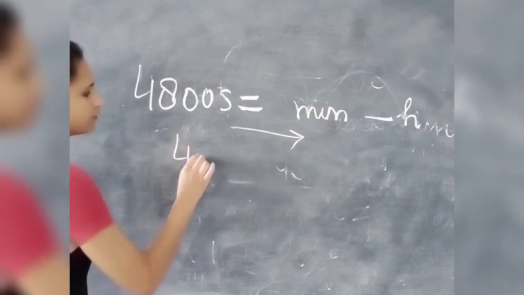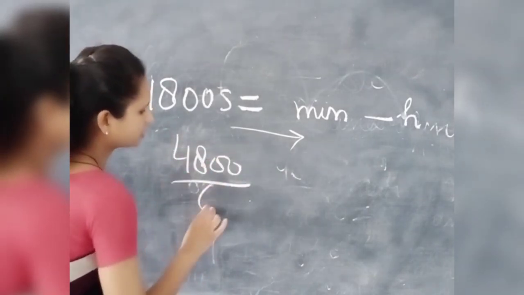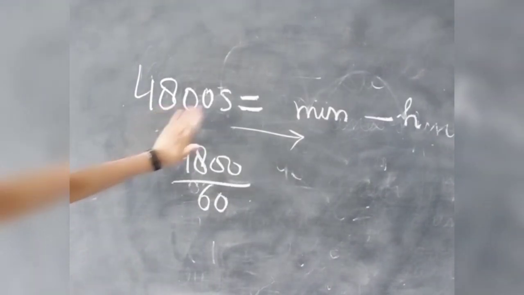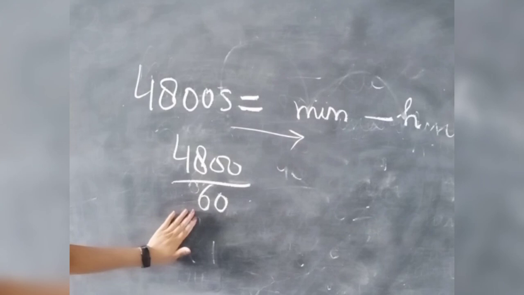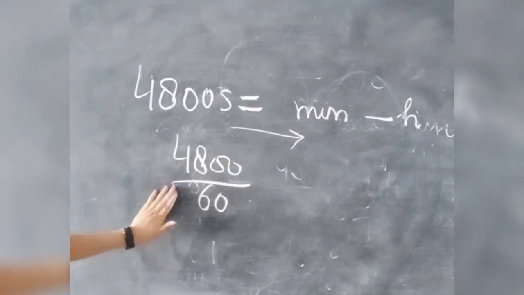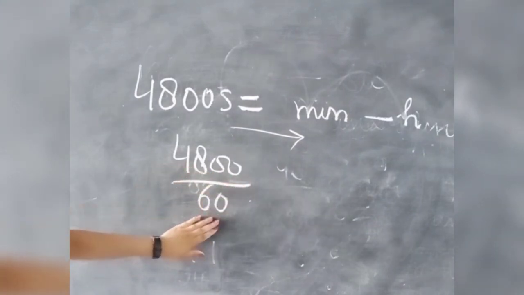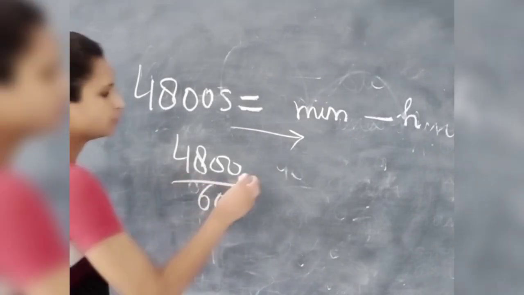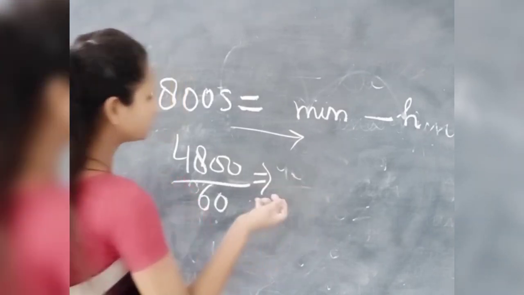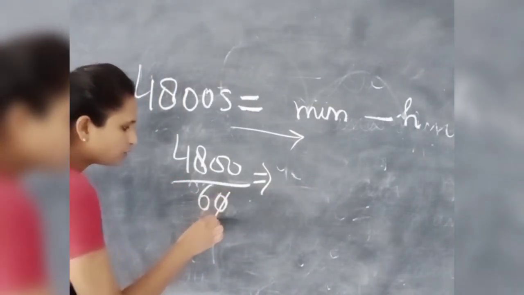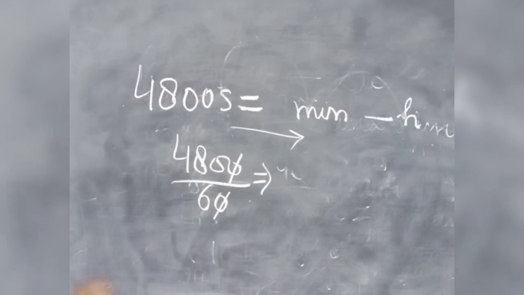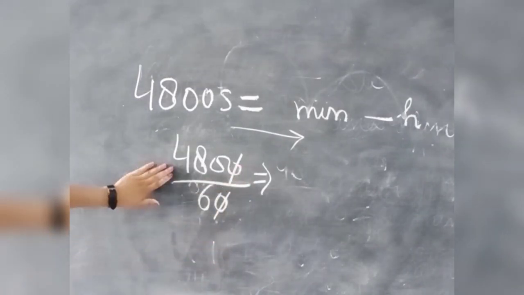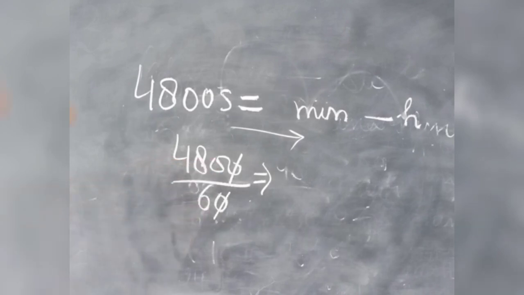So for that we have to divide by 60. You already know that when we have to convert seconds into minutes, we divide by 60. We have to divide 4800 by 60. You can do it like this also: you can cut one 0 from numerator and denominator. Then you are left with 480 divided by 6.